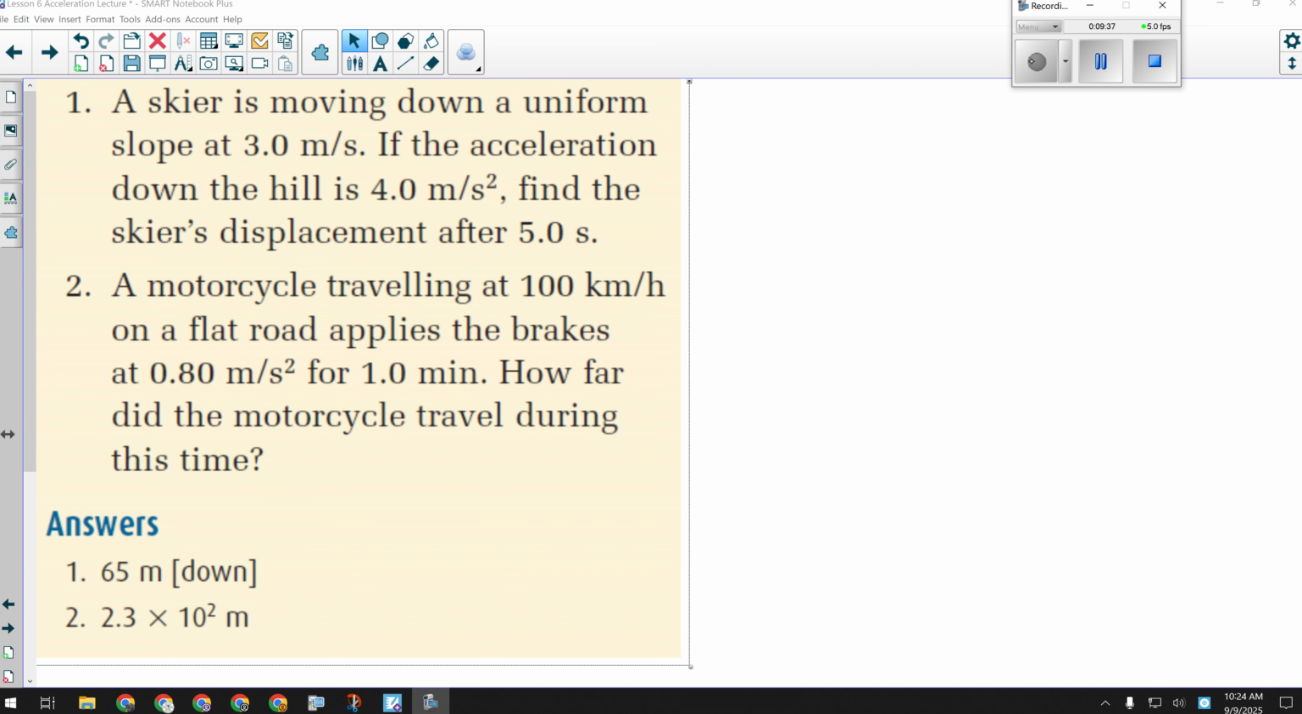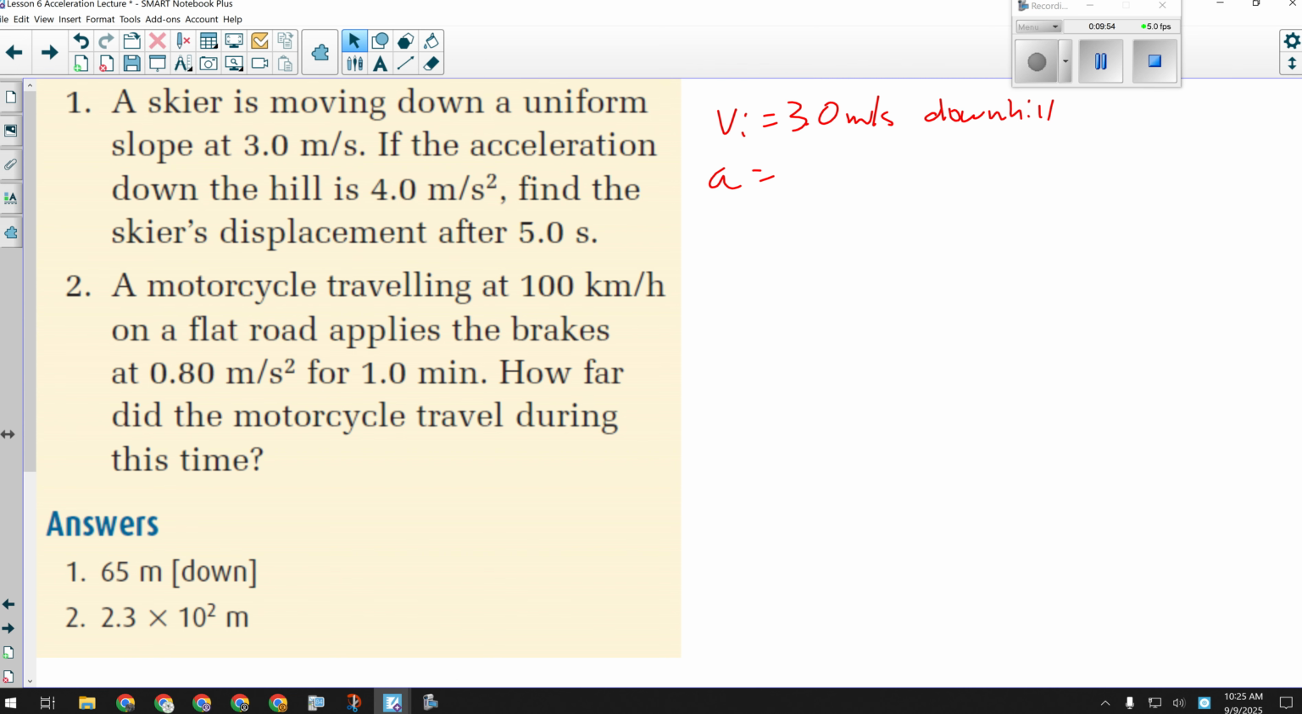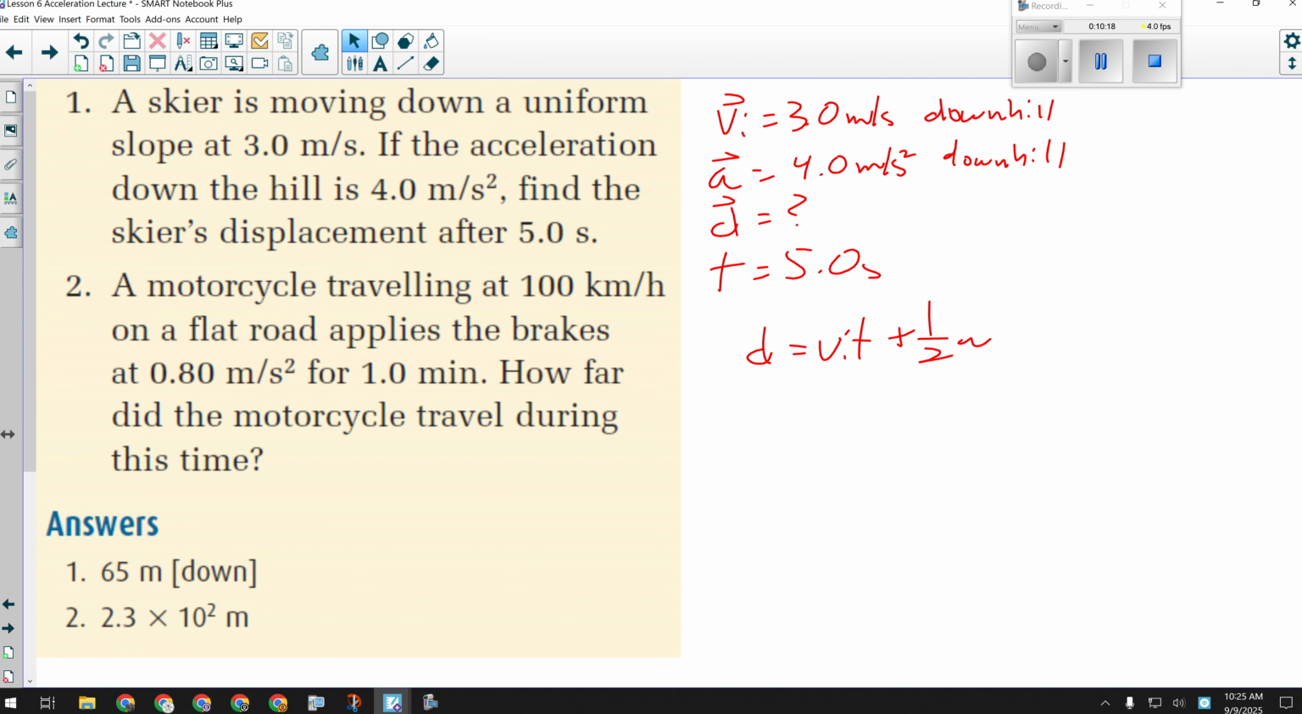So for number 1, we've got a skier moving down a slope at 3 meters per second. So VI is 3.0 meters per second downhill. The acceleration down the hill is 4 meters per second squared. Find the skier's displacement after 5 seconds. So I've got everything there. I don't even have to manipulate. VI times T plus 1/2 AT squared.